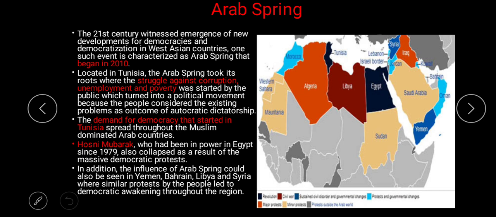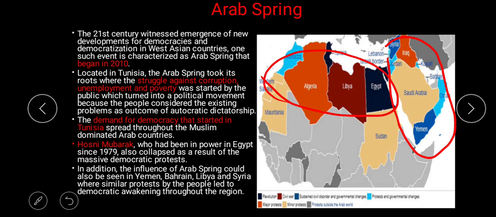Moving to the next topic, that is Arab Spring. When we talk about Arab Spring, first of all we have to know the Arab world. So what is the Arab world? Many a time people have the confusion that the Arab world consists only of the Arabian Peninsula: Saudi Arabia, Yemen, Oman, Bahrain. But this is a limited or narrow concept of the Arab world. The Arab world also consists of the North African countries. So this is the Africa continent here.